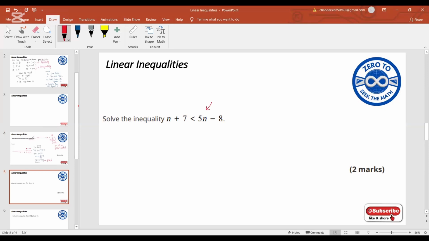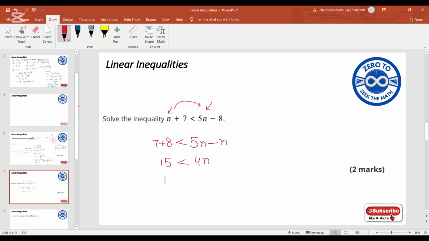So which one is the greater one, 5n or n? Definitely 5n is the greater one. So this n will move towards the 5n. It can be written as 5n minus n, and minus 8 will move over there with 7. So it will become 7 plus 8, and inequality will remain same. So 7 plus 8 will give us 15 is less than 4n.